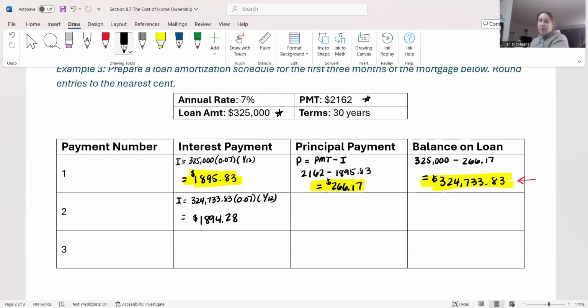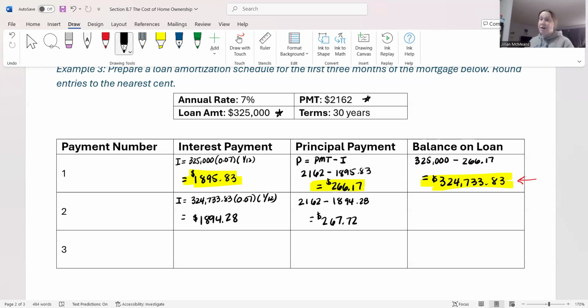Let's figure out how much actually goes towards the balance of our loan. So we take the payment, which is $2,162. We subtract the interest payment for this month, which is $1,894.28. And whatever's left over goes to actually paying down our loan. So let's see, 2,162 minus $1,894.28. So this month, a whopping $267.72 goes to actually paying down our loan.